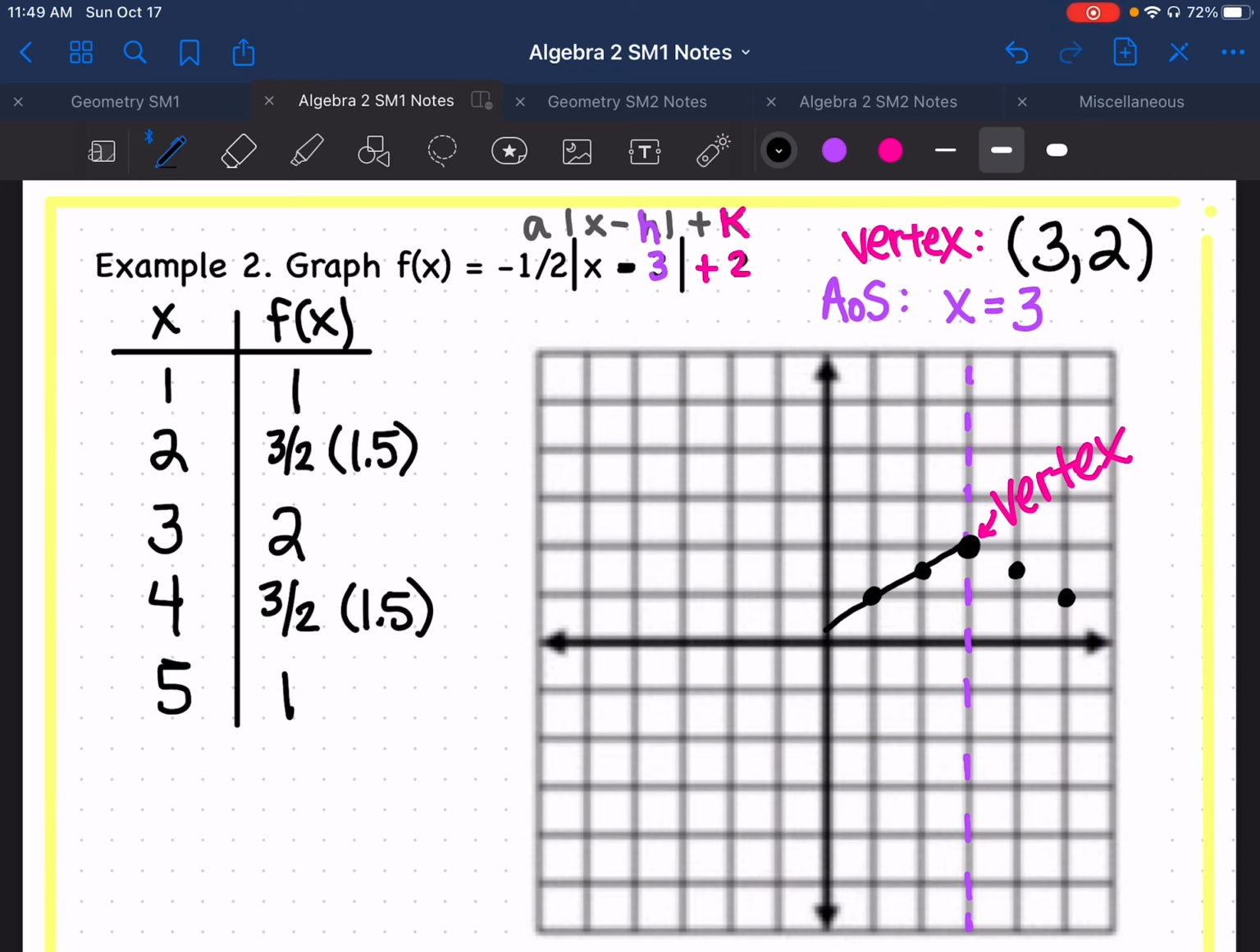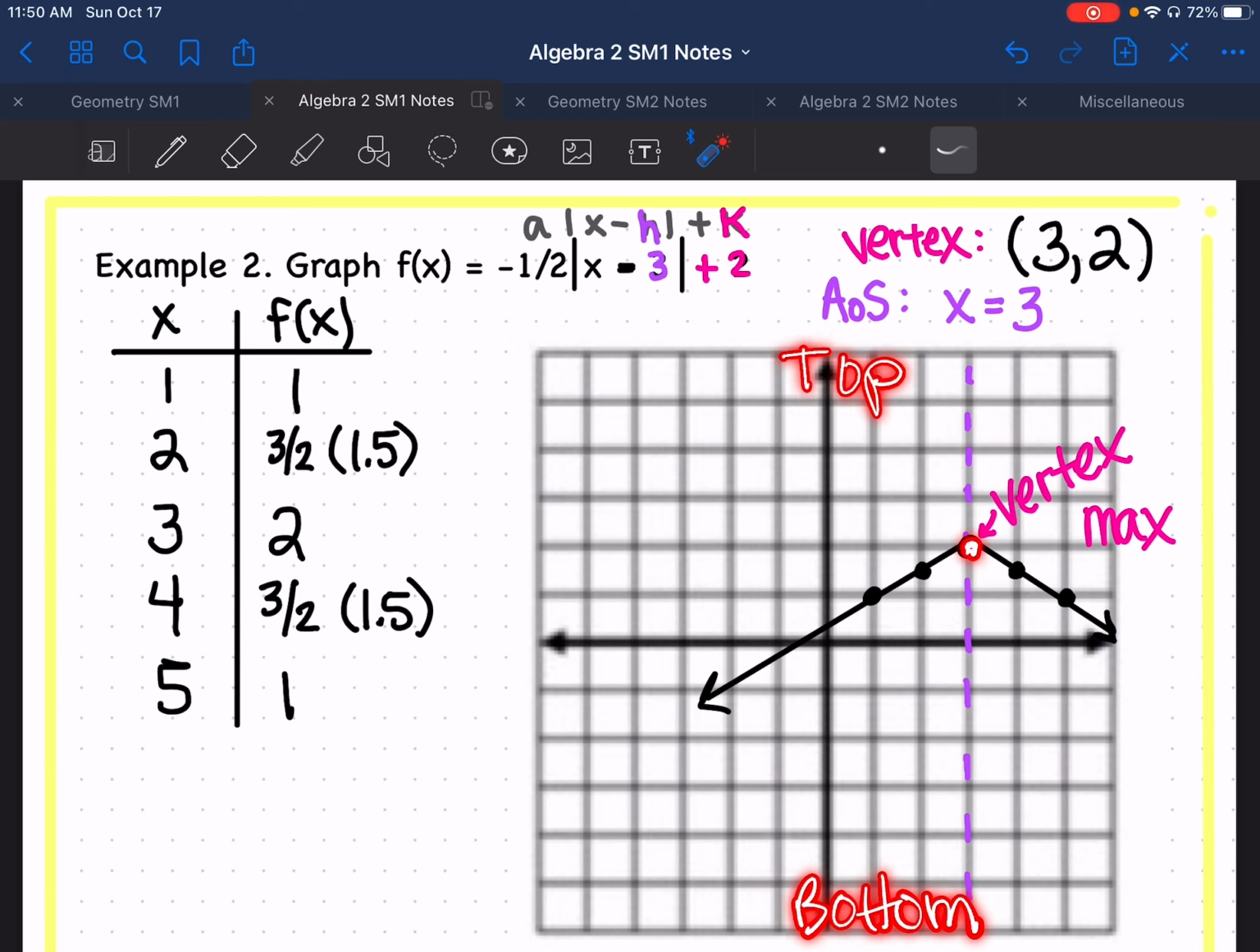So here is what my graph looks like. Let me do the best I can. There we go. It's going to continue downward, and then of course this side would continue downward as well. It looks a little funky, but there we go. My vertex in this case would be considered a maximum, because it is the highest point in my graph. If you look at your graph from the top to the bottom, this is the highest point, and the arrows are pointing to the bottom. So that means it's a maximum. It is a high point of your graph.